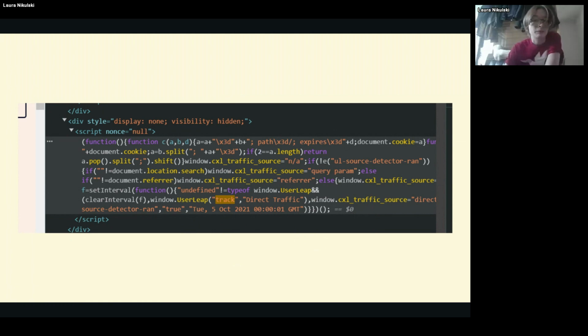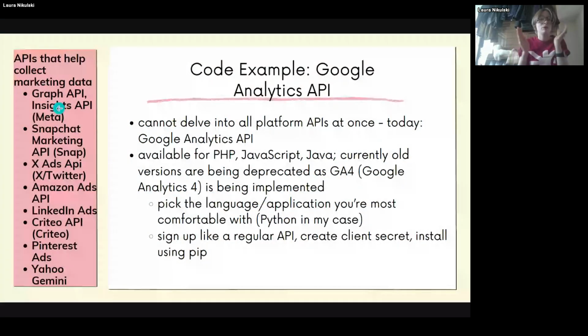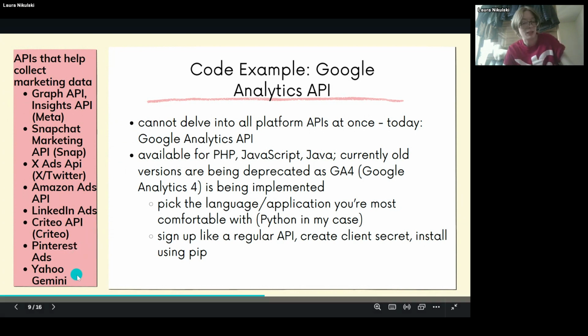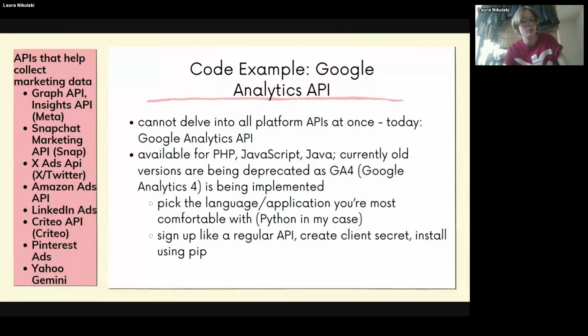Now, just to kind of look at general APIs. So APIs are kind of like a middleman. It's kind of like you and a platform, and these APIs help you collect marketing data. So in the case of Meta, you can have something called Graph API, Insights API. You can have Snapchat marketing APIs. There are X ads, so Twitter, former Twitter. There are Amazon ads, LinkedIn ads, Criteo. Criteo is, I think, kind of like Twitter in Japan. There are Pinterest ads and even something called Yahoo Gemini. So all kinds of APIs that you can access to collect that data.